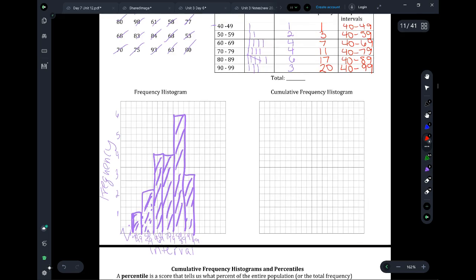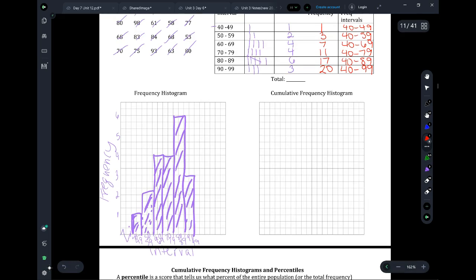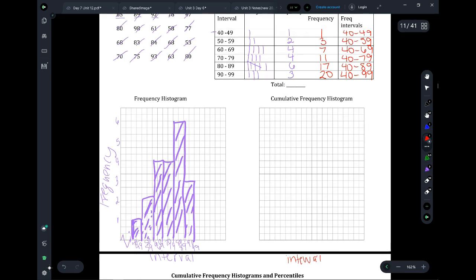Okay, well, when we go to draw one, again, on the bottom, we're going to have our cumulative interval. So I'm going to label this interval again. On the side, we're going to call this cumulative frequency. We're probably going to set it up very similar to the last one. We're going to have a little graph break. Every 2 bars is going to be one of our intervals, but now it goes from 40 to 49, 40 to 59, 40 to 69, 40 to 79, 40 to 89, and then our last one, 40 to 99.